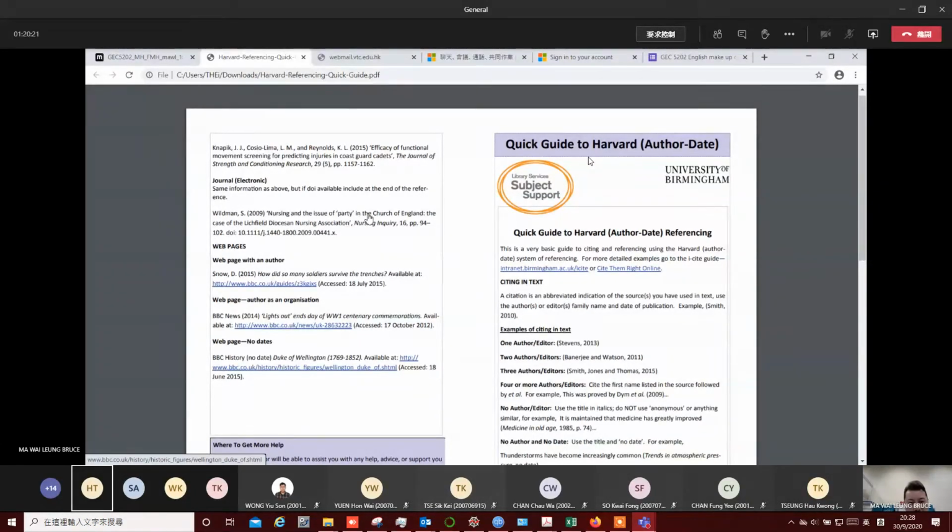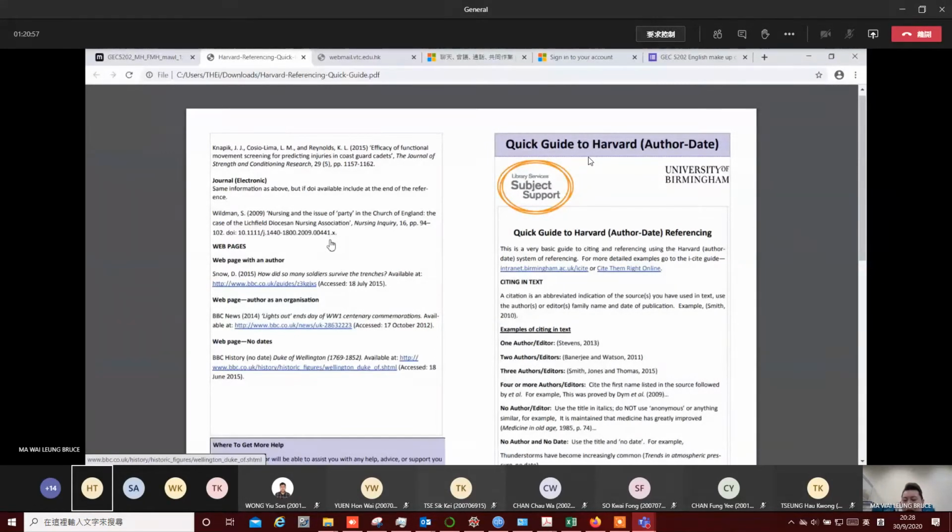nursing and the issue of party in the Church of England, the case of Lichfield Dyson Nursing Association. So this is the name. This is the name of the article. For the name of the article, you need to put open quotation mark, close quotation mark, comma, and then the name of the journal. Nursing Inquiry is the name of the journal. The first part is the name of the article, and then 16 is the volume, right? And then page number, and then you have to, if you have it, put down the electronic code of that journal.